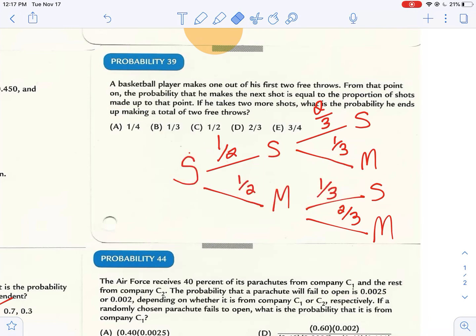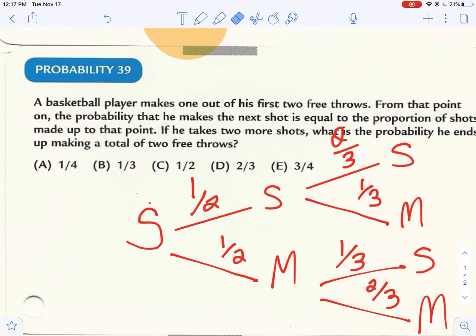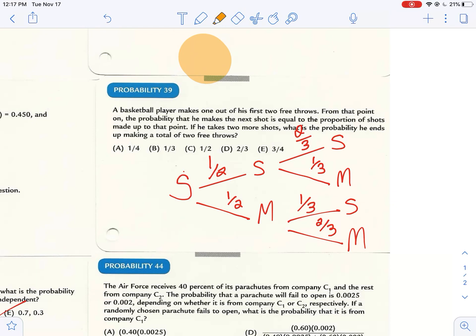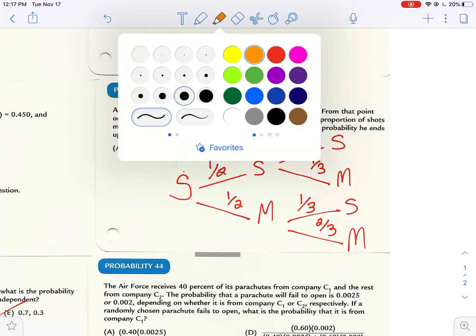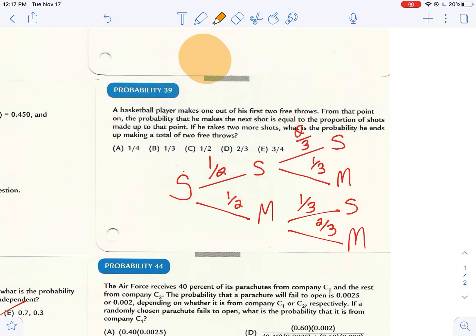So then we have to figure out the probability that you make a total of 2 free throws. So then I want to follow the branches that give me 2 S's, 2 scores. This one gives me 3 scores. That's not going to help me, so I'm going to take that off the agenda. We got score, score, miss. Hey, that's making 2 shots. So 1 over 2 times 1 over 3 gives me 1 over 6.